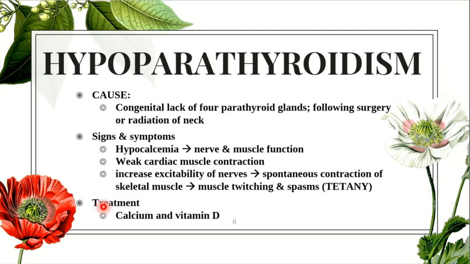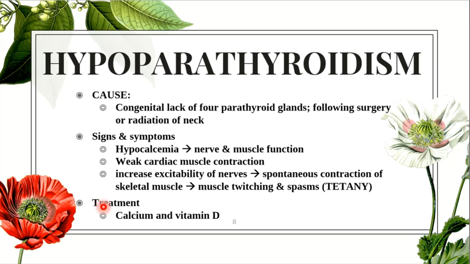What are the signs and symptoms? Remember, what does parathyroid gland do? It releases PTH hormone. What does PTH hormone do? It increases the serum calcium level. Now if PTH is not there, the serum calcium levels will not increase. So what will happen? Because of calcium deficiency, it can be a hypocalcemic state, which can affect the nerve and muscle function. Remember, calcium is an important ion for the conduction of impulses. Because of that, there will be weak cardiac muscle contraction also, because calcium levels are decreased. So cardiac muscles contract with the help of calcium ions, so that contraction will also not happen.